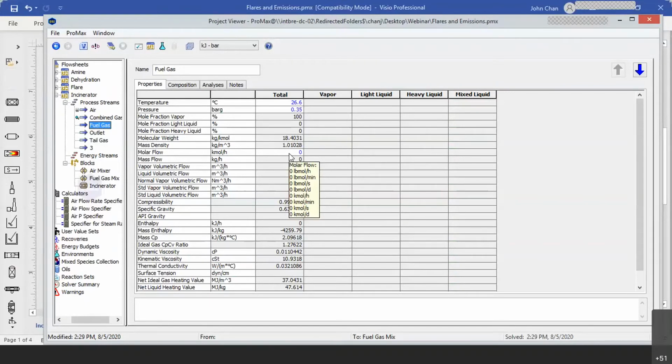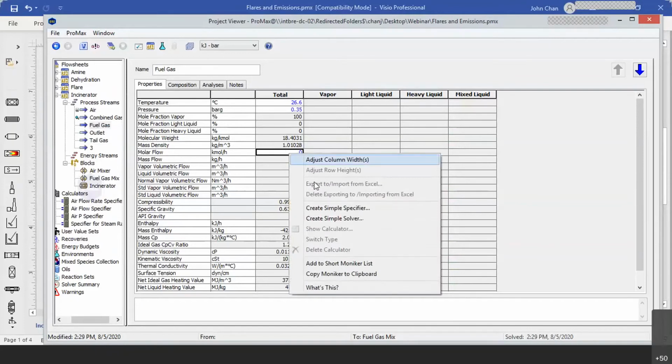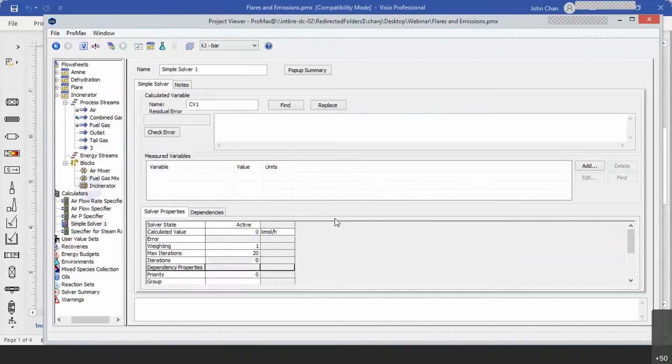Okay, and what I can do here is I can actually create a simple solver. What a simple solver does is that it is used to manipulate one variable in order to achieve a target in another. And generally it will require a few iterations to find the value that you're looking for. So I will right click on this molar flow rate and create a simple solver. You can see that we have this box here. You will want to write your equation such that it equals 0. So one way that I can write it is outlet T minus 870. There are other ways to write it, but this is how I'm going to write it here.